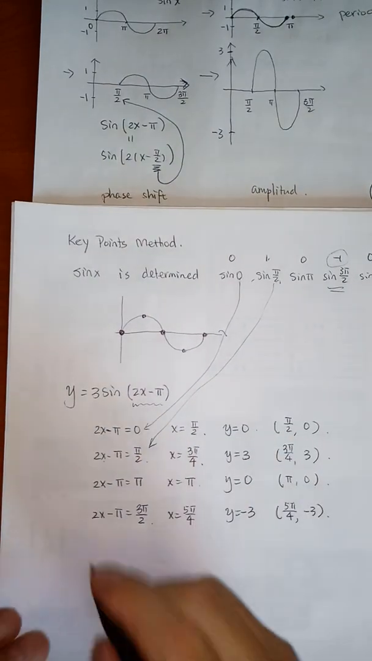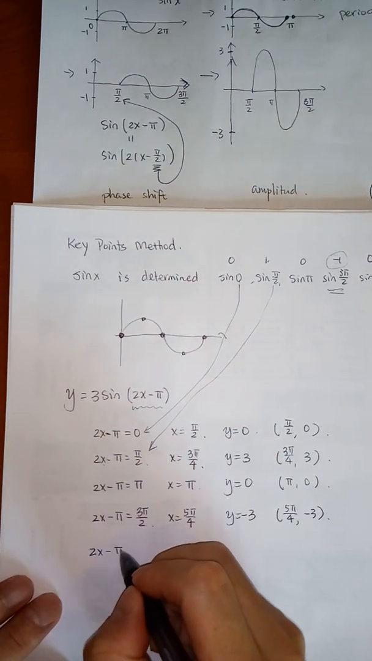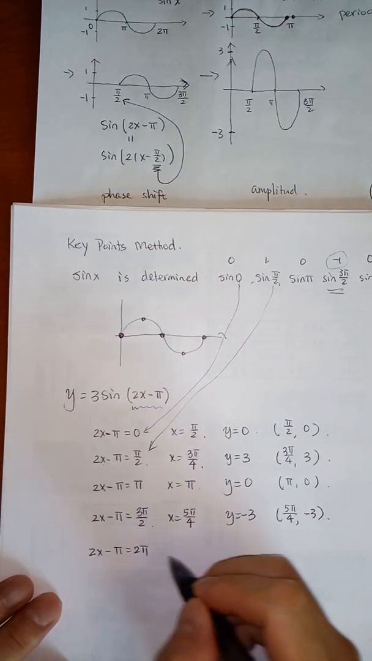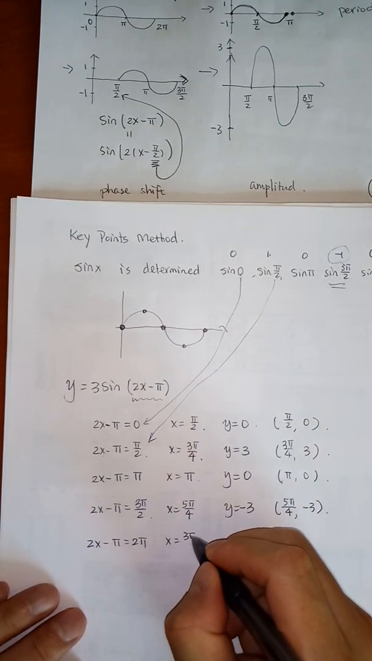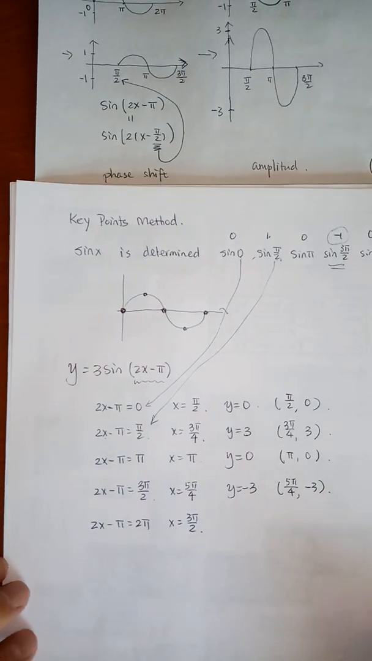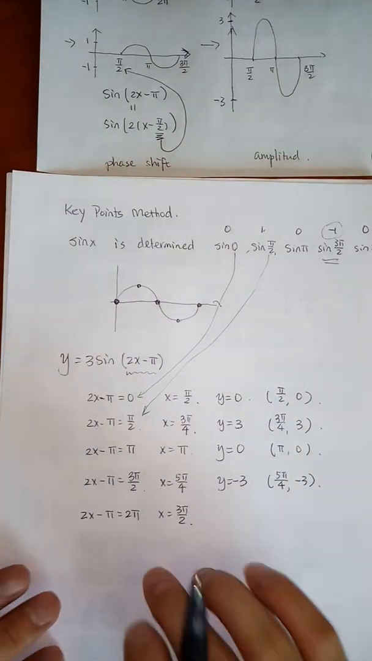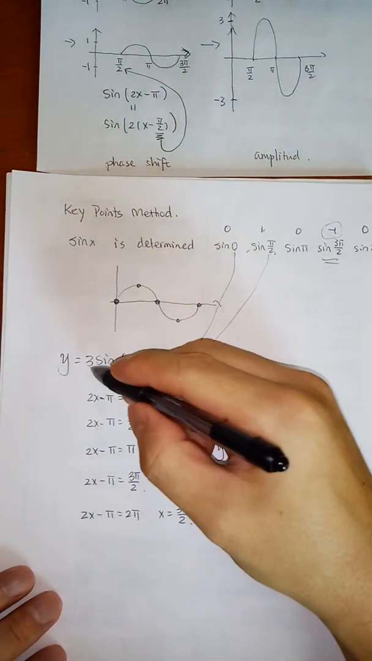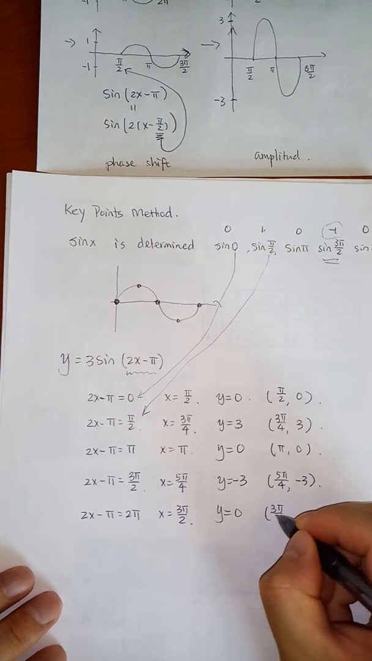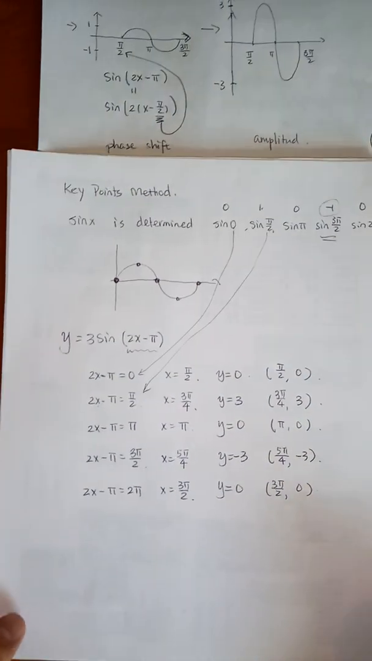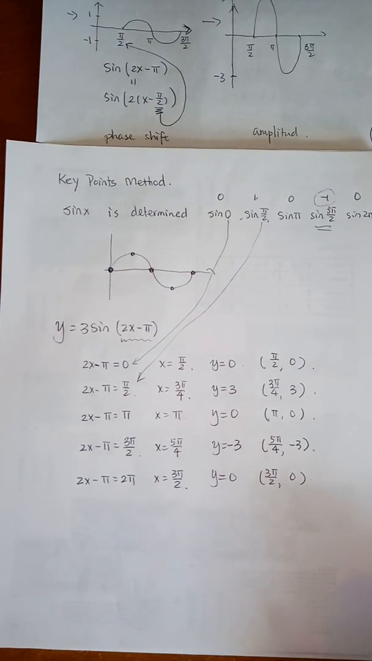Okay, and then 2x minus pi is 2 pi. Then x is 3 pi over 2. Sine 2 pi is 0, times 3 is 0. So you get 3 pi over 2, 0. Okay, so we have 5 points. To determine the sine and the cosine function, we only need 5 points.